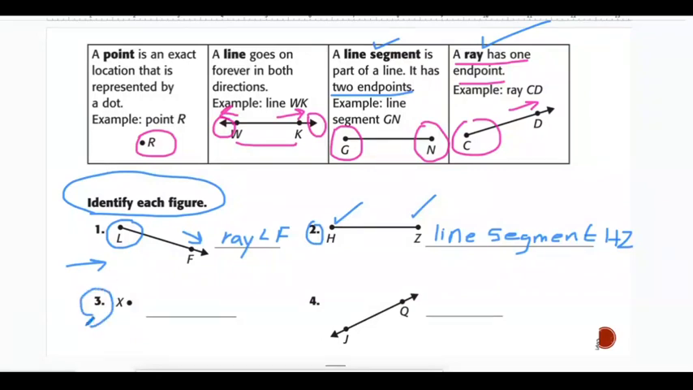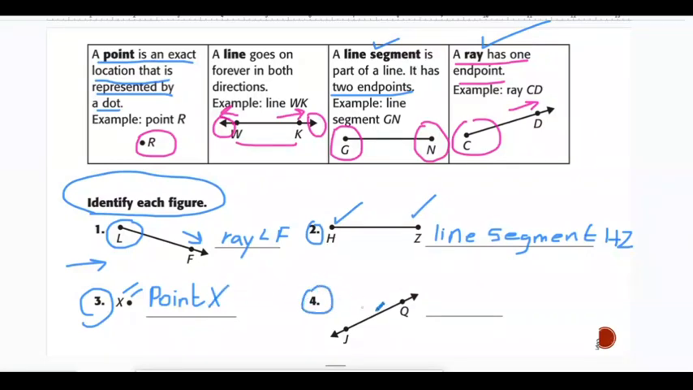Question number three. You can see that a letter X is here with a dot. This dot represents a point. A point is an exact location that is represented by a dot. So this is called a point. We can write here point. And what is the name of this point? The name of the point is X, right?